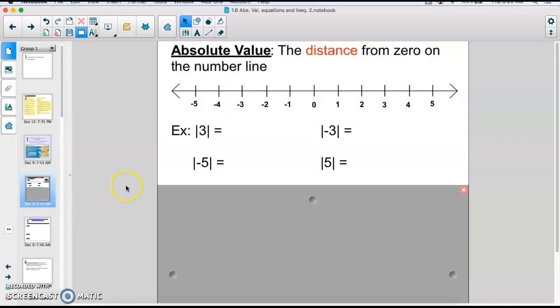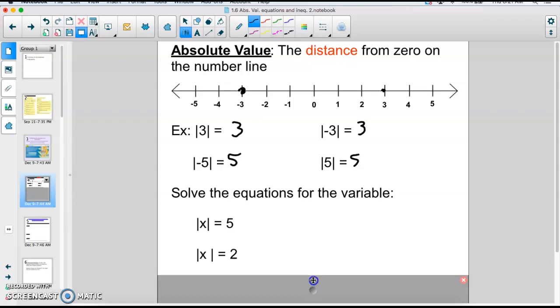So here we go. The absolute value is the distance from 0 on the number line. For example, it's basically asking how far from 0 is 3. If you plot your point, it's 1, 2, 3. So the absolute value of 3 is 3. Okay, now what about negative 3? How far from 0 is it? 1, 2, 3. So negative 3 is also 3. You can kind of keep going with that. The absolute value of negative 5 is just 5. The absolute value of 5 is 5 as well.